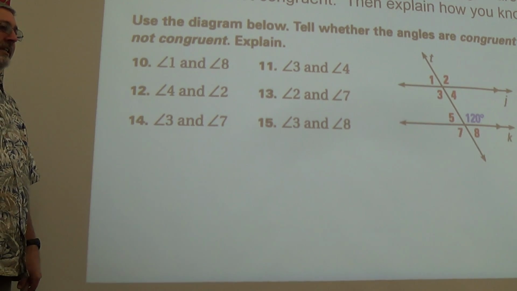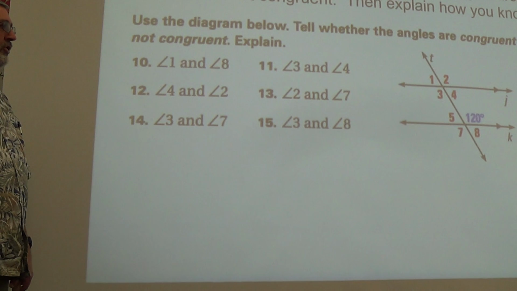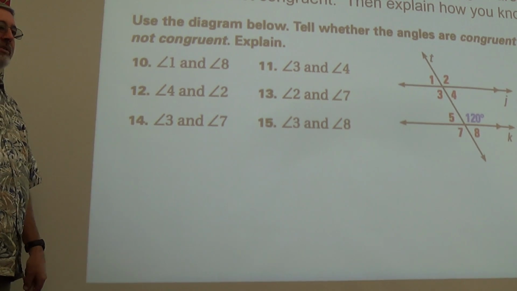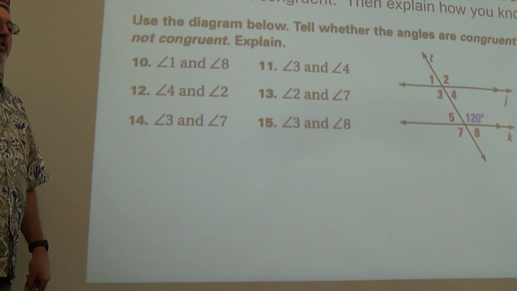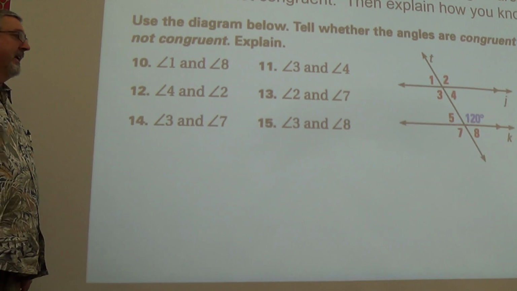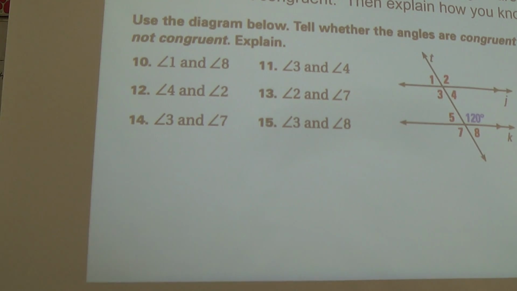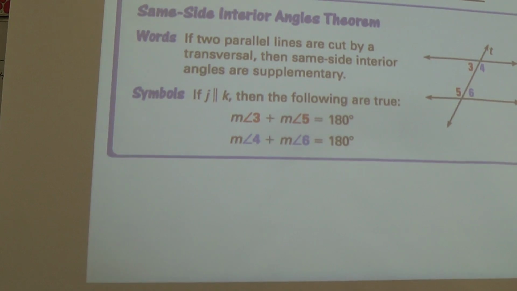I have a question. Yes. How about 3 and 7, what kind of names would those have? I'm trying to remember. Corresponding, and yes, they would be congruent. Okay. All right, one last one, I think, is the last one on this one.